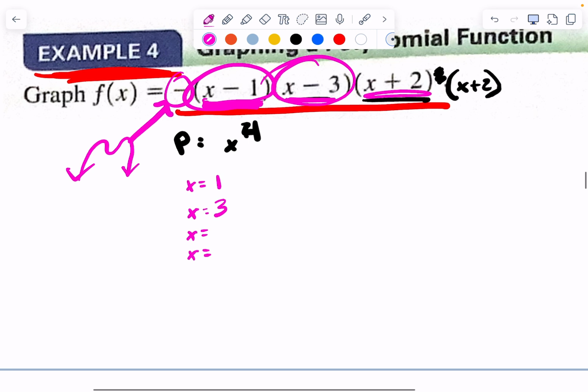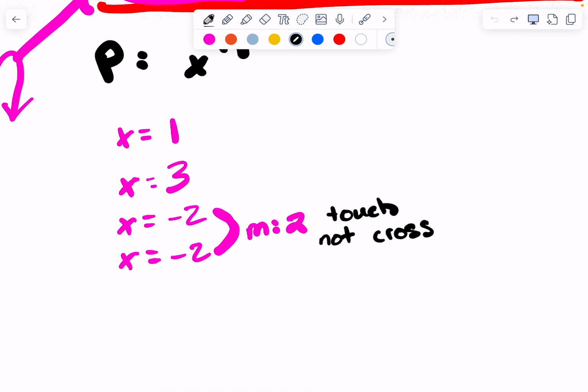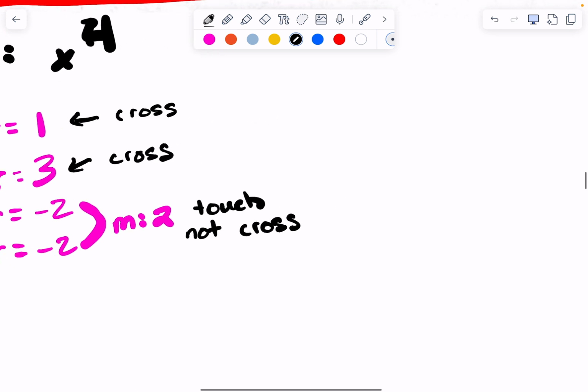This factor right here, x plus 2, is going to give us minus 2, and then I have another x plus 2, so I have another minus 2. Now, the fact that there are 2 of them means it has multiplicity of 2. What happens when it has multiplicity of 2? Touch. It touches that point, but it's not going to cross. Touch, not cross. These others are going to cross here, and here. Does that make sense? So I can kind of figure out what this thing's going to look like.